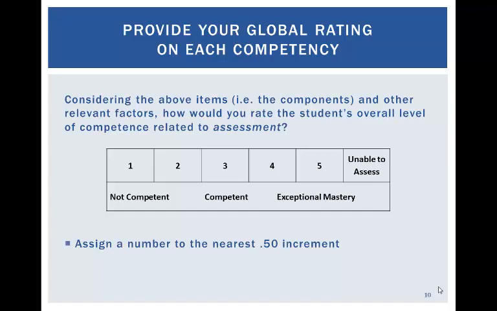We ask you to assign a number on a scale of 1 to 5 to the nearest 0.50 increment. And again, if you're unable to assess a holistic competency, it's fine to let us know that and to check that box.